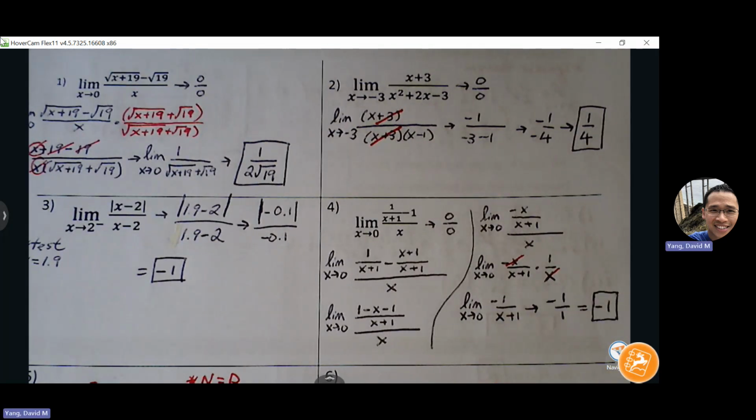Number two is straightforward here. 0 over 0, we know there's a hole in the graph, but the limit does exist. Factor, reduce, reevaluate. And my suggestion is that when you go through a limit problem, try to use arrows all the way through.